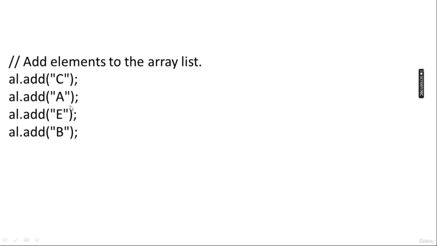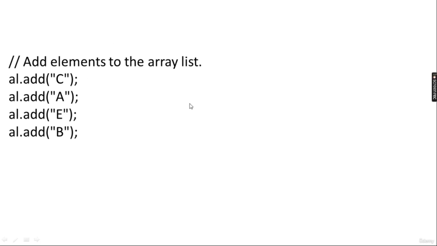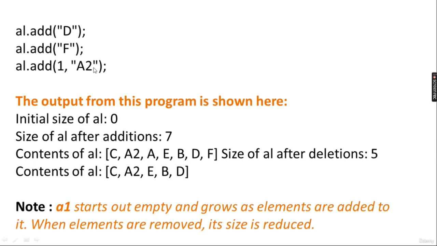Then next, add elements to the ArrayList: C, A, E, B. So one by one we will add elements to the ArrayList, and then D, F, and at location 1, that is 0, 1, we will add one element, that is A2. Okay, so first of all, there were no elements in the ArrayList, so the initial size of the ArrayList was 0. Then after additions, the size of AL was 7. The contents of the ArrayList are C, A2, A, E, B, D, F, and the size of AL after deletions is 5, and the contents of AL are displayed.